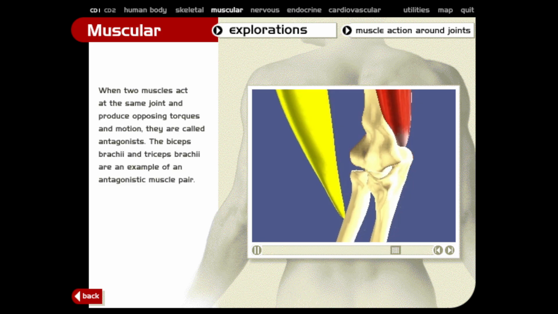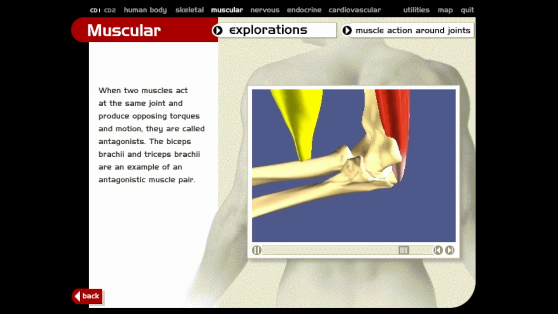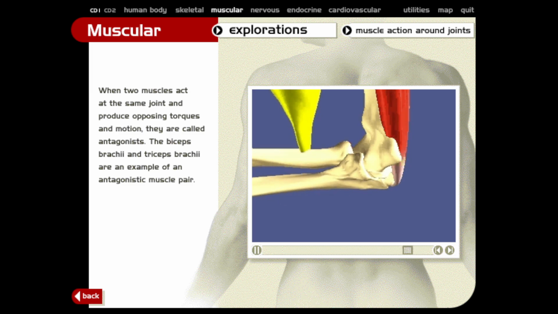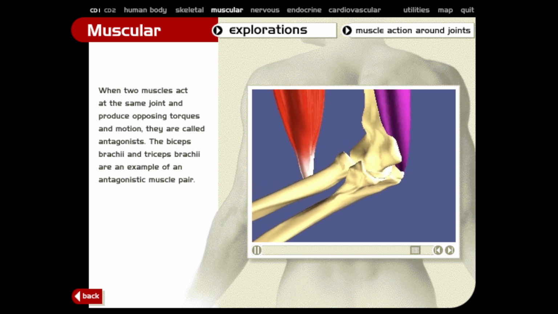When two muscles act at the same joint and produce opposing torques and motion, they are called antagonists. The biceps brachii and triceps brachii are an example of an antagonistic muscle pair.